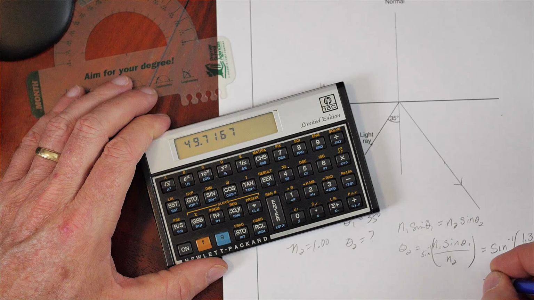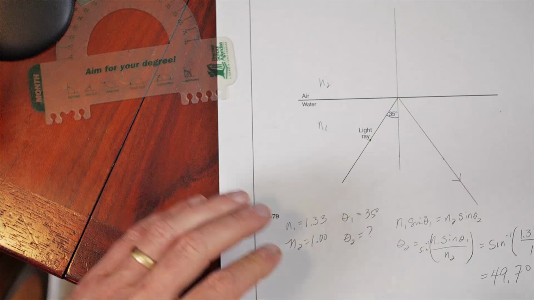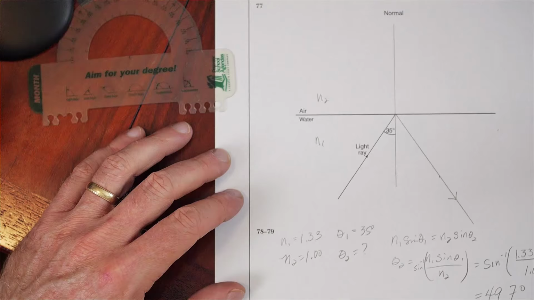49.7 degrees. Let's see, does that make sense? It's going to speed up, so it needs to bend away from the normal. All right, yeah, 49.7. We probably have to draw that. Let's see what it says.